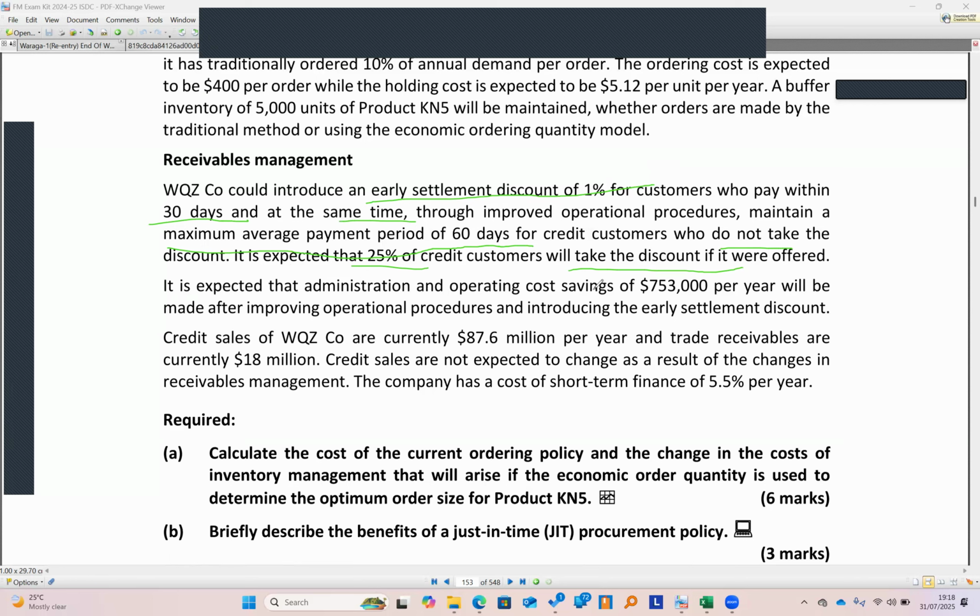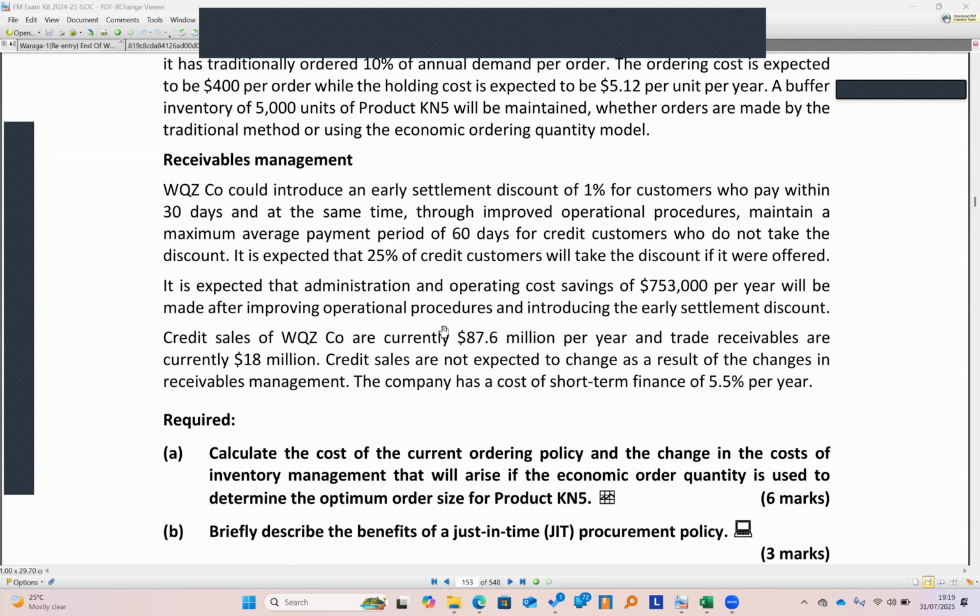Then we have some costs that we are going to save in admin and operational costs of 753,000 per year after improving the procedures and introducing the settlement discount. The credit sales are 87.6 million per year. Receivables are currently at 18 million, and they're not expecting to change the credit sales. The company has a cost of short-term finance of 5.5% per year. So you have your scenario cut out for you.